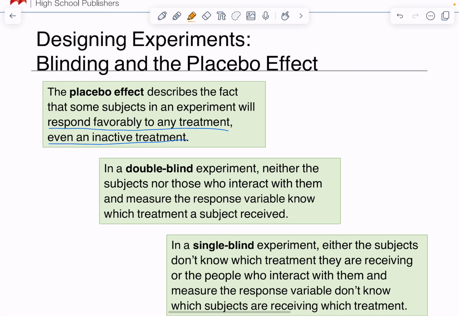So you'll see this a lot with, for example, like let's say there was like a headache medication, okay? And I give some people the real Excedrin, and I give some people just a placebo. If they respond favorably to the placebo, then I know that I can't conclude that my drug really worked because they responded favorably to the other thing too. So placebo effect just means they responded even to the fake treatment.